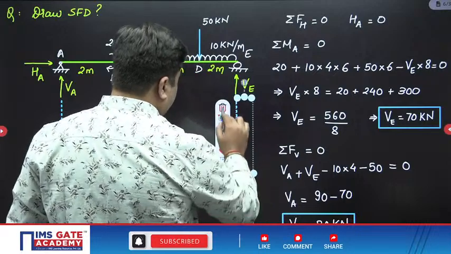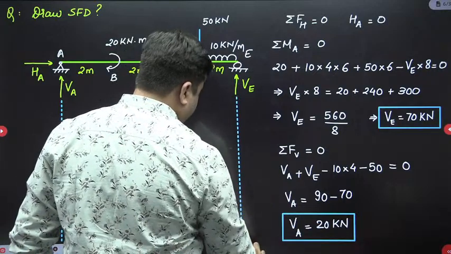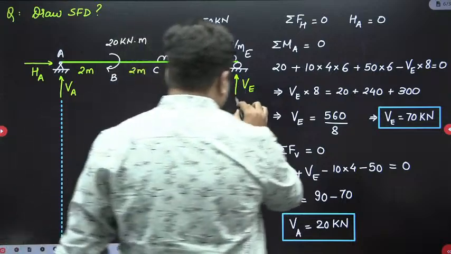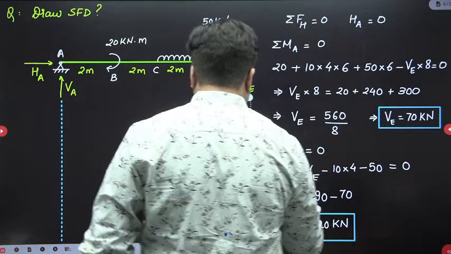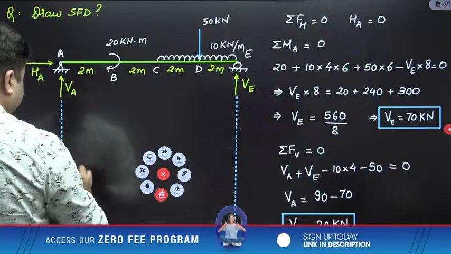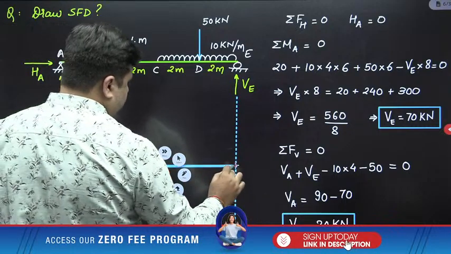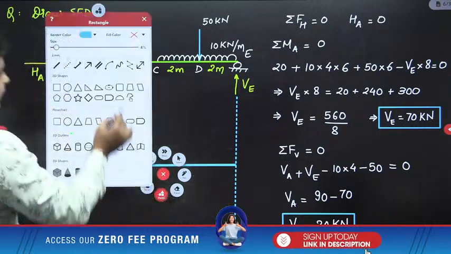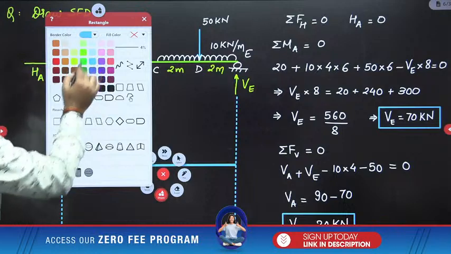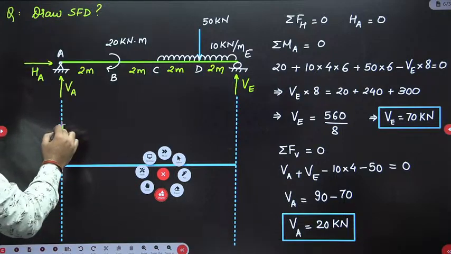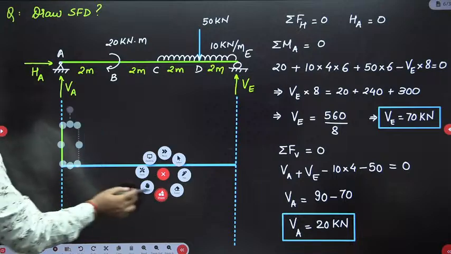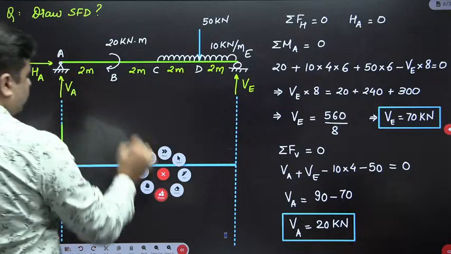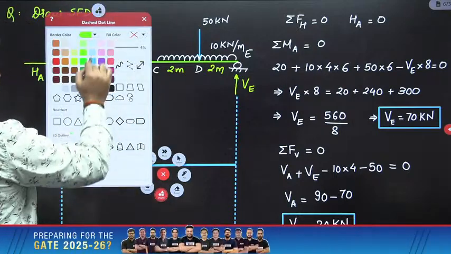So first of all, VA is 20 kilonewton and it is acting upwards. Check this out. So at this point A, I need to move up by the amount of 20.